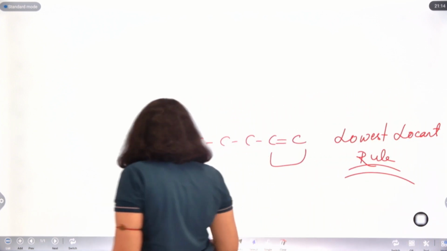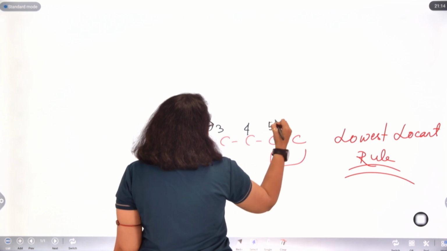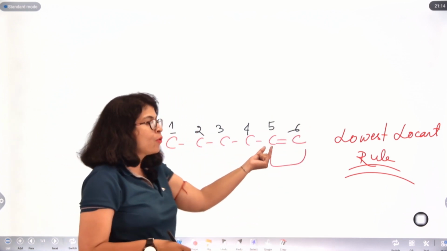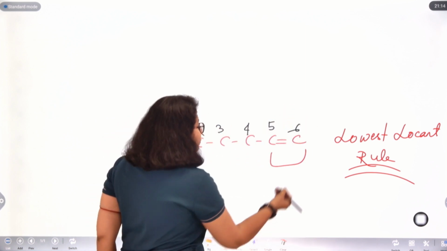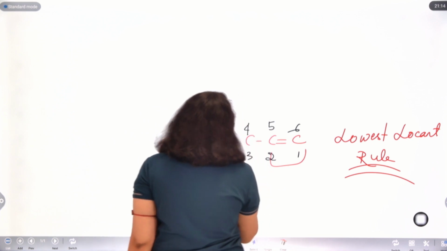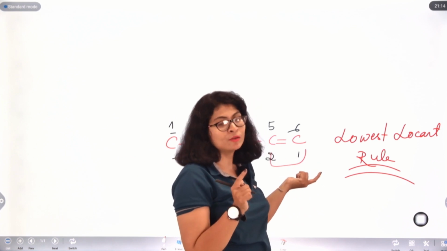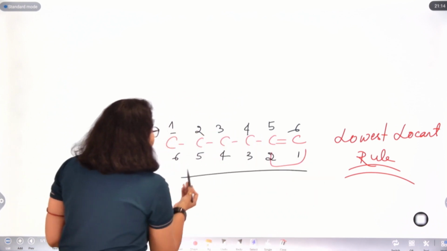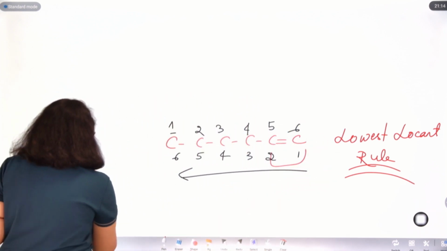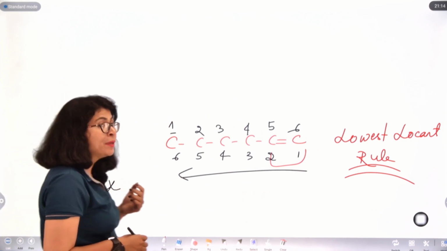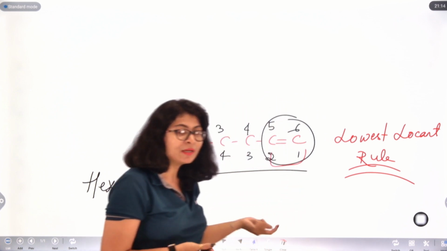So if I start my numbering from this side, 1, 2, 3, 4, 5, 6, this bond is getting the 5th position, right? If I'm going from this side. If I'm going from the opposite side, 1, 2, 3, 4, 5, 6, in this case, this is getting the first site. So obviously, I'll follow my numbering from this side. Now I'm having 6 carbon atoms here, so the word root that follows will be hex. But will it be ane? No, because I'm having a double bond right here. So the name will be hexene.